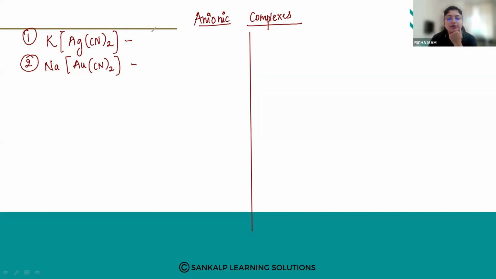First, let me give you the first one. You have to name the outside-the-sphere part of the complex, that is potassium. Then, what is the ligand? It is cyanido. How many are there? Two are there, so it is dicyanido.